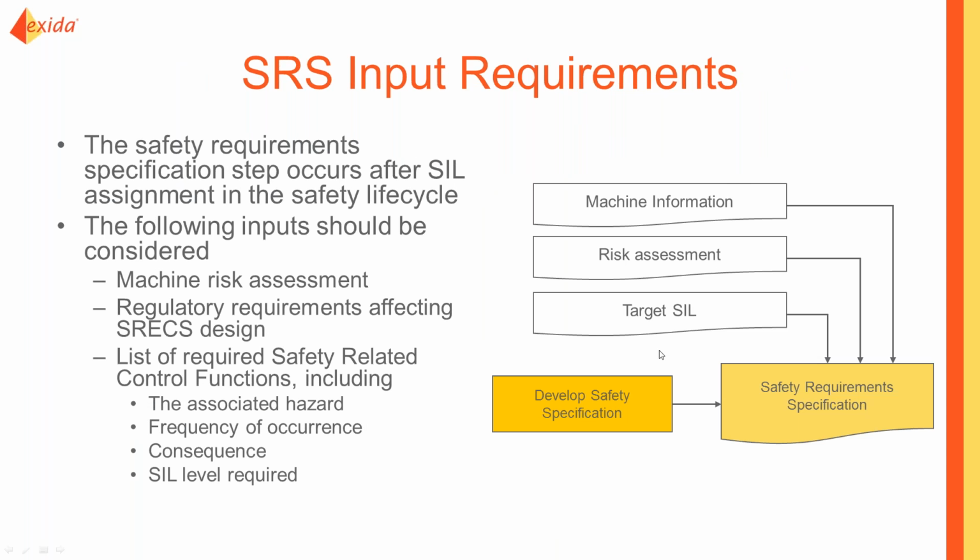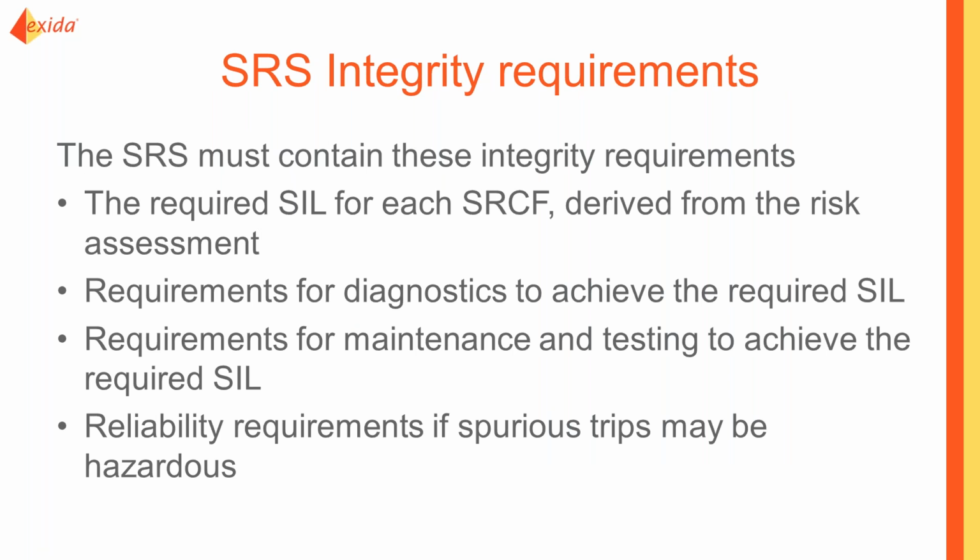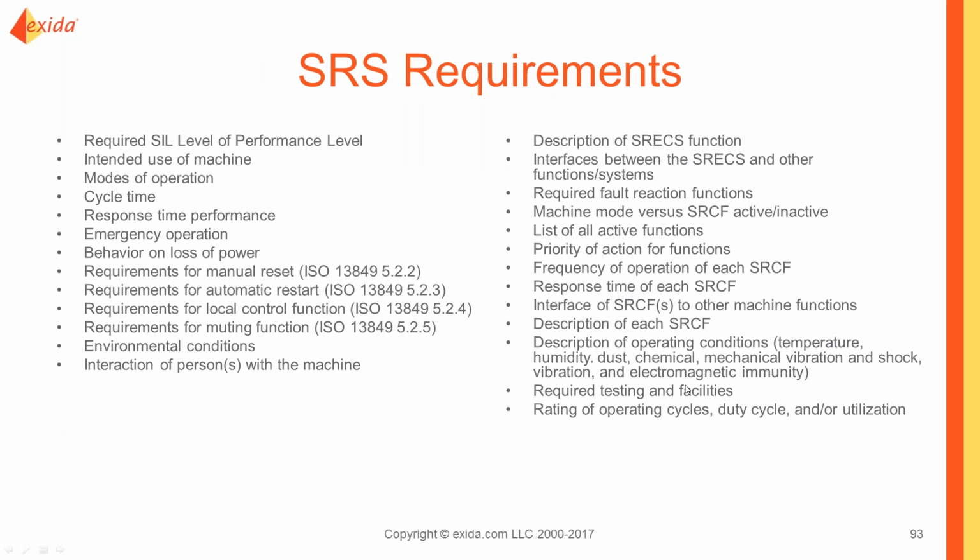We should have machine information, risk assessment information, and target SIL levels in that safety requirement documentation. We're going to have functional requirements, which is basically what the safety-related control function should do, and we are going to have integrity requirements as to how well it needs to do it. So what risk reduction do we need to achieve, or what probability of failure per hour can we tolerate? What speed of response do we have? And then this slide here, this is a little hard to read, but going through both 62061 and ISO 13849, these are all the specific things that are called out to be in a safety requirement specification. We'll make these slides available so you don't have to memorize everything on there.